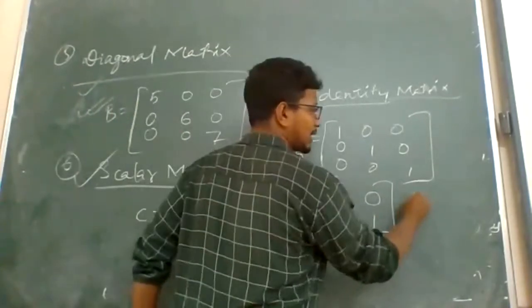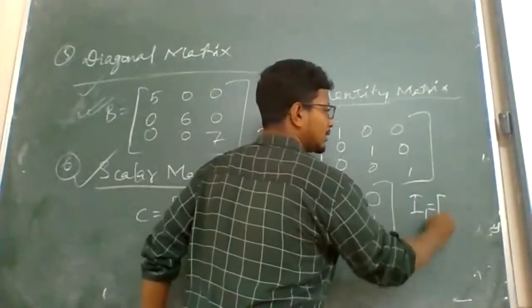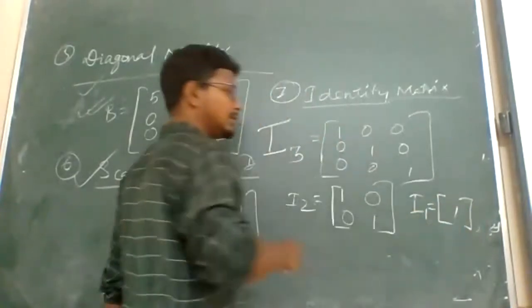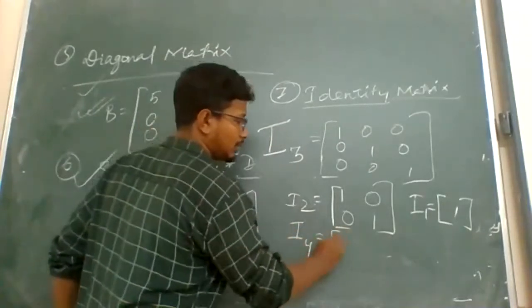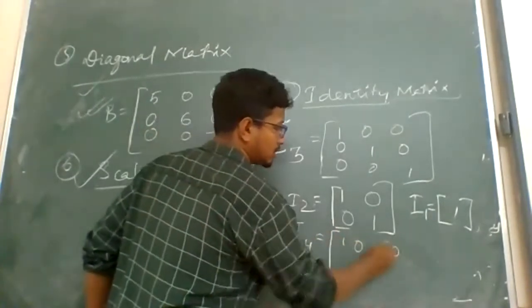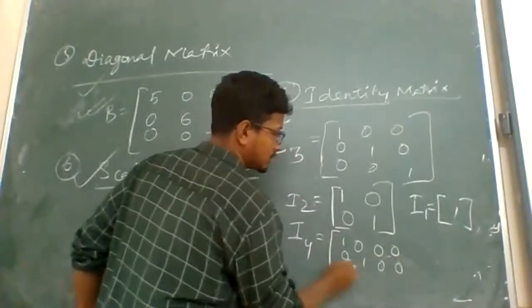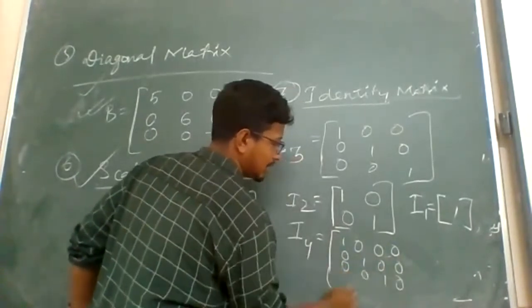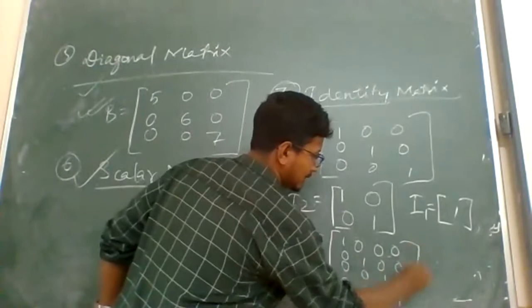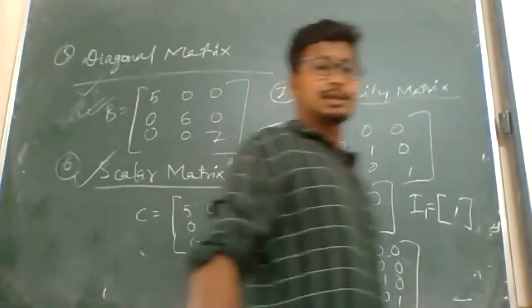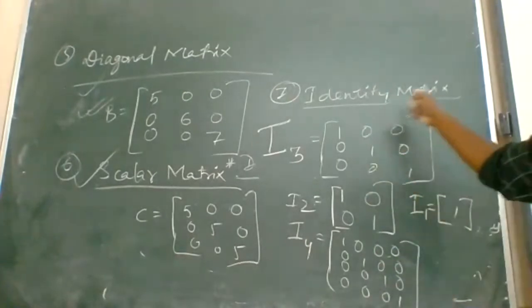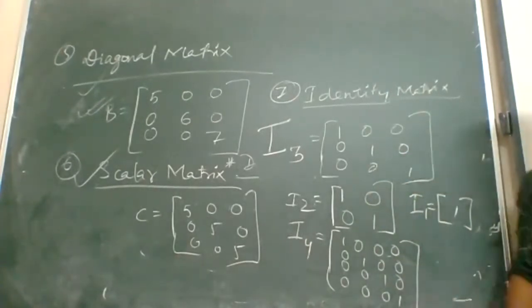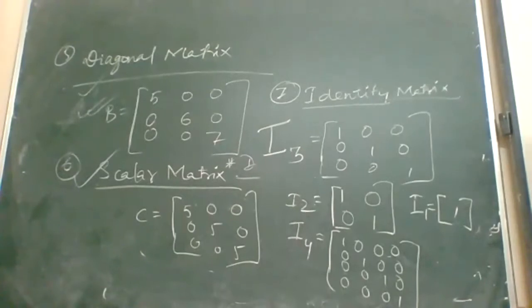If I ask you to write identity matrix of order 1, that will be only 1. If I ask you to write identity matrix of order 4, it will be what? 1 0 0 0, 0 1 0 0, 0 0 1 0, then 0 0 0 1. Here the order is 4. You can take a screenshot here. So we have learned till now the identity matrix. Is it clear for all of you? Yes, sir.